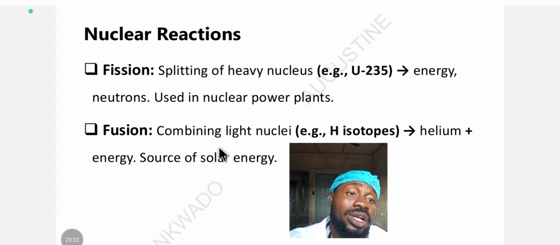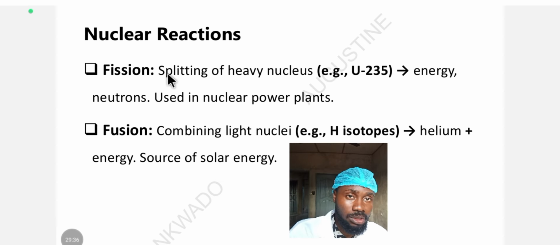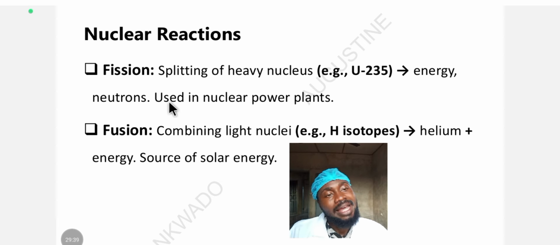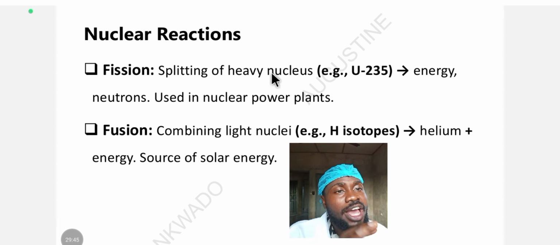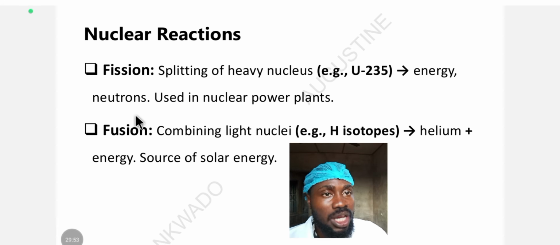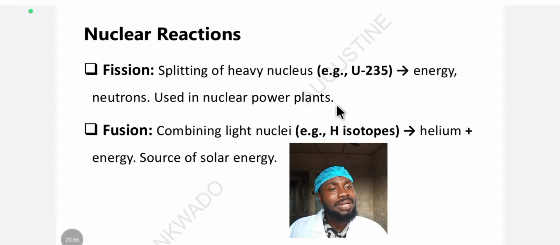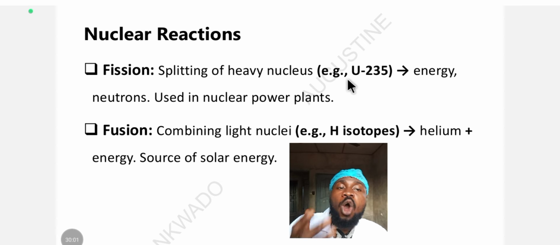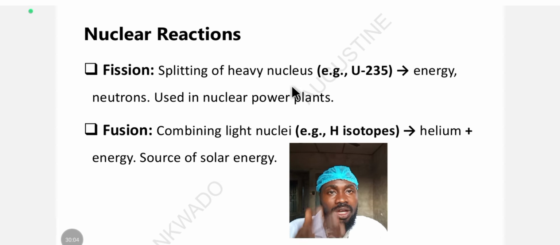Now, let's look at nuclear reaction. There are two types of nuclear reaction. The first we have is nuclear fission. The second we have is nuclear fusion. Now, let's look at nuclear fission. What's the meaning of nuclear fission? It's easy. The splitting of heavy nucleus. When heavy nucleus splits, it releases energy and neutrons. It is used in what? Nuclear power plants. It is used to generate electricity. And what kind of nucleus undergoes fission?